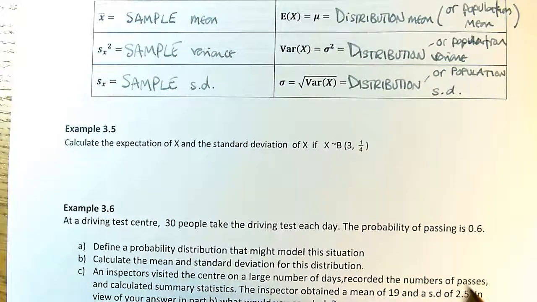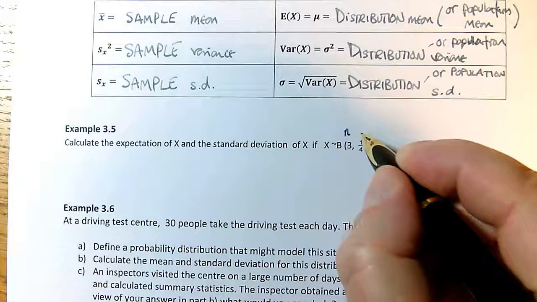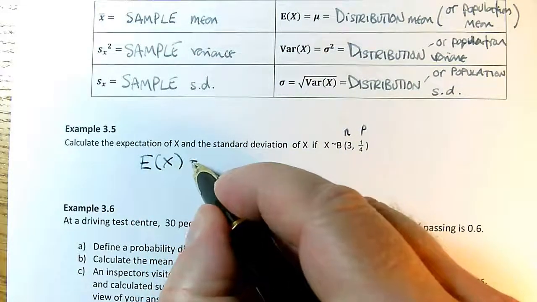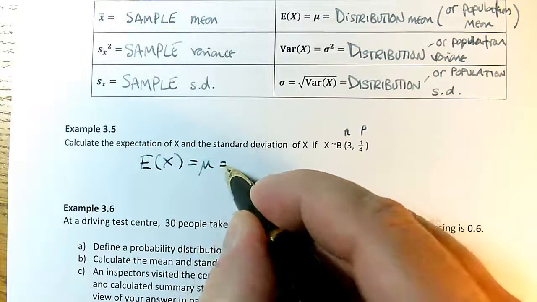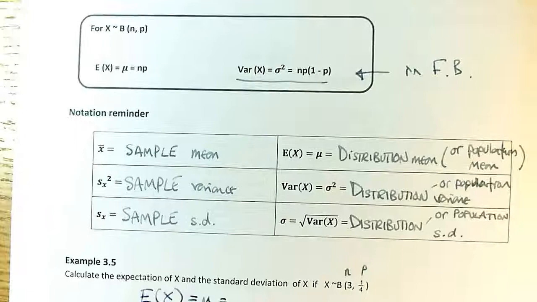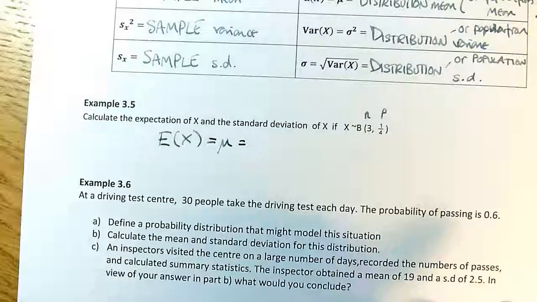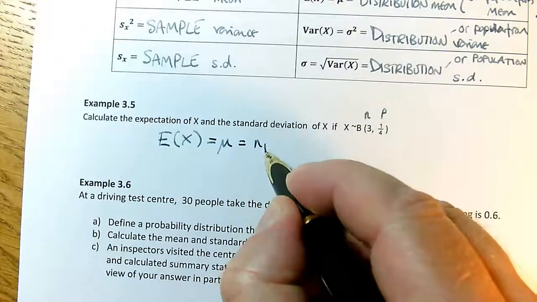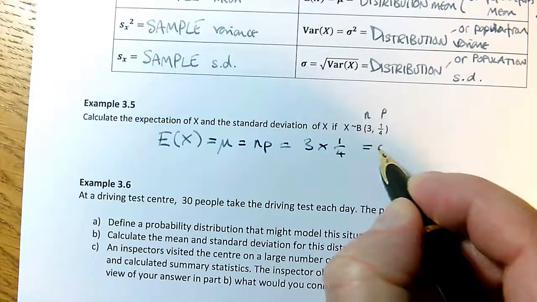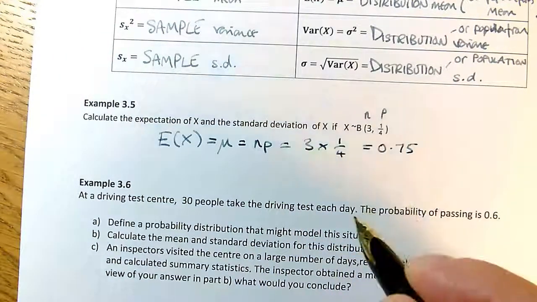Right, okay, so we're ready to do example 3.5, which is a childishly easy one once I've got the formulas. So I've got an n value of 3, I've got a p value of 1/4, so my expectation of x, also known as mu, the mean, not an x bar, this is for the distribution, not just a sample, and my formula is np, so np equals 3 times 1/4 equals 0.75. Doesn't come easier than that.